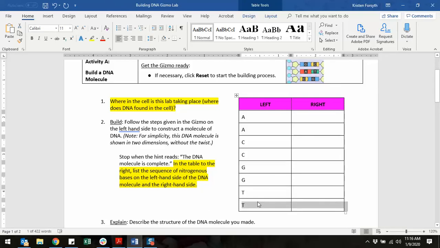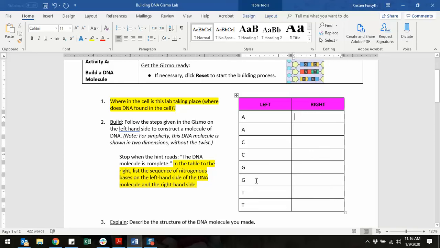Okay, so you've got your left side built. And then it's going to ask you right here, what is supposed to go on the right? If you were in class on Monday, you probably know the answer to this, but you have base pairing rules. A always pairs up with T, C always pairs up with G, G with C, and T with A, vice versa.